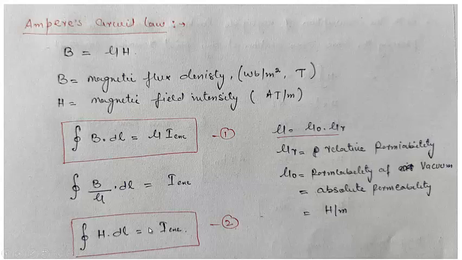So this is the actual equation that you might have studied in the electromagnetic field theory. So this is the integral form of the Ampere circuit law. So here we need to first find out the value of this I encircled for a particular case.